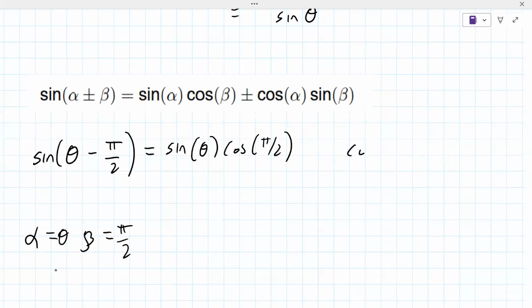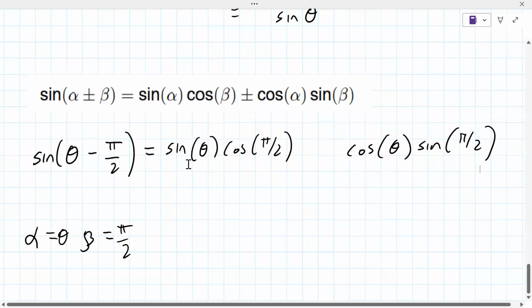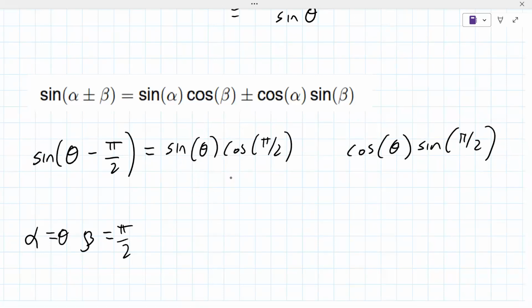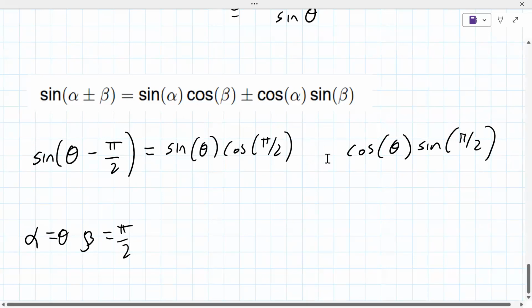90 plus cosine theta sine. Sine's 90 degrees, right? I mean, pi over 2 is 90 degrees, right? Yes, exactly. You don't want to evaluate it as you go. You want to write it out. Is it a plus or a minus in the middle?